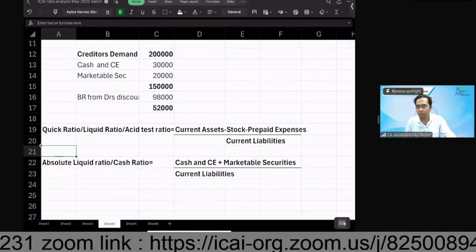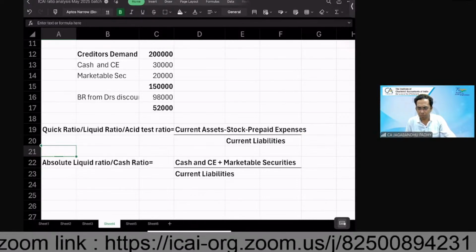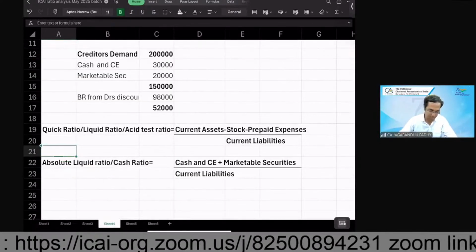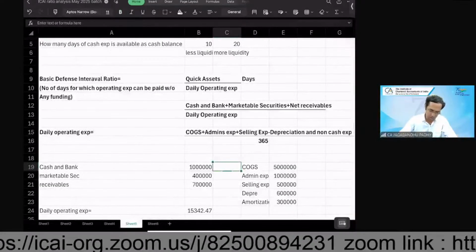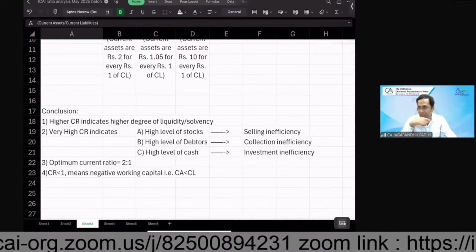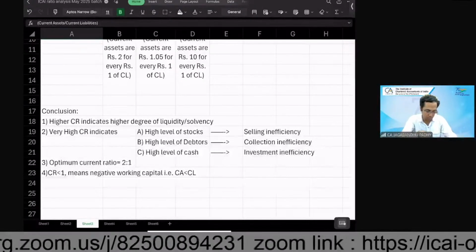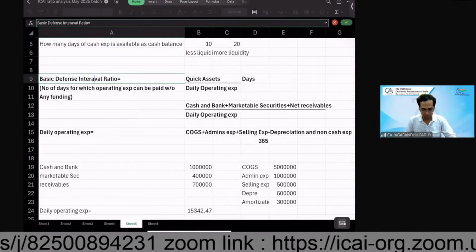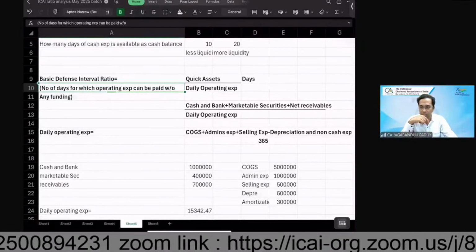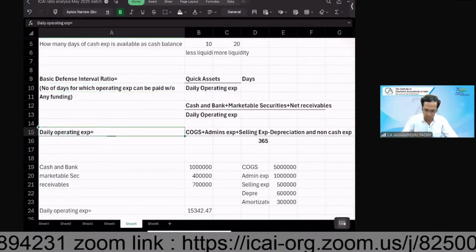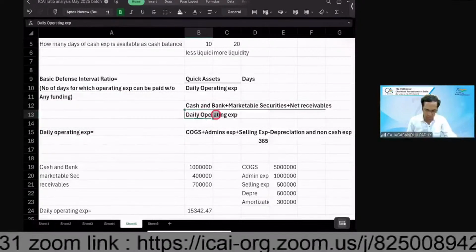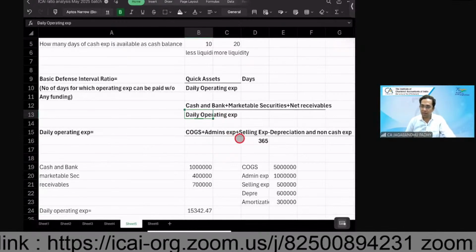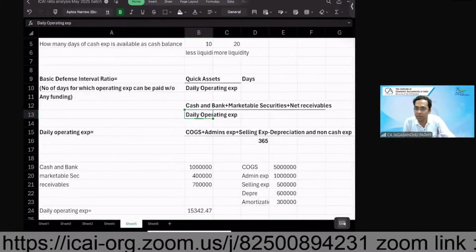Sir, how many types of quick asset ratio are there, like basic defense ratio? There is only one quick ratio. Then under which category does the basic defense ratio come? Under short-term solvency ratios. Under short-term solvency, you have current ratio, liquid ratio, absolute liquid ratio, and basic defense interval. Sir, quick assets over daily operating expenses, is that the formula for basic defense ratio? Yes, because in the denominator you have daily operating expenses, so to compute that, you first need to work out this. Thank you.